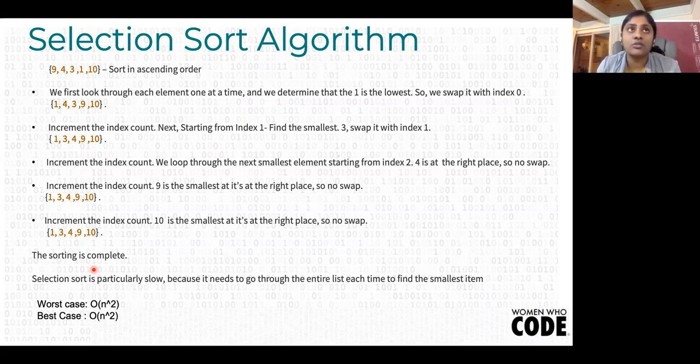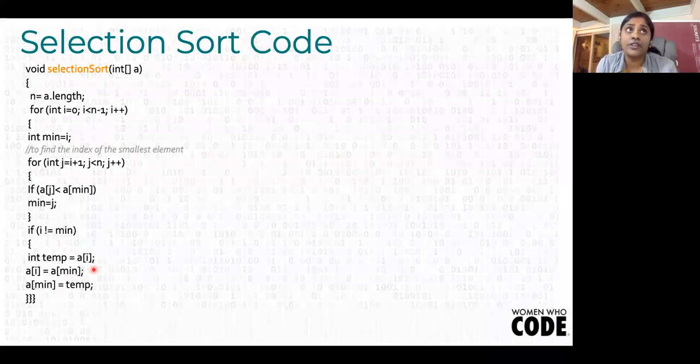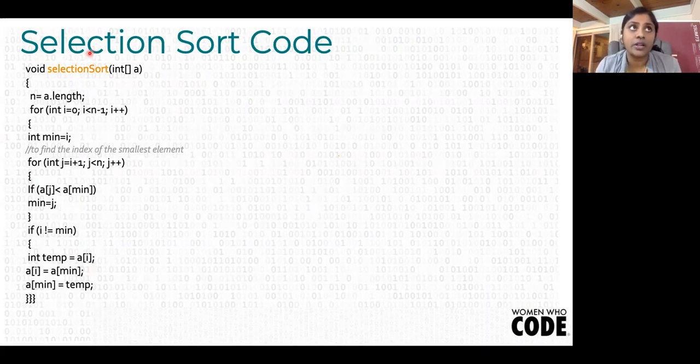Awesome. So that's about the selection sort. Any questions, thoughts? Here's the code for selection sort. You have the selection sort method that takes an array as an input, and I see questions. You can type it in the chat, or you can unmute.